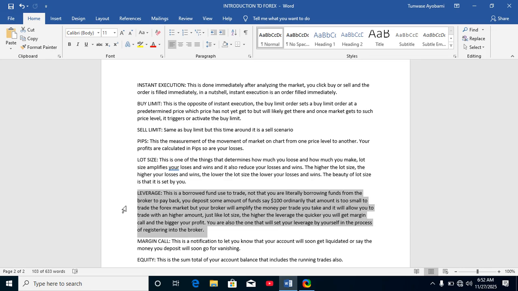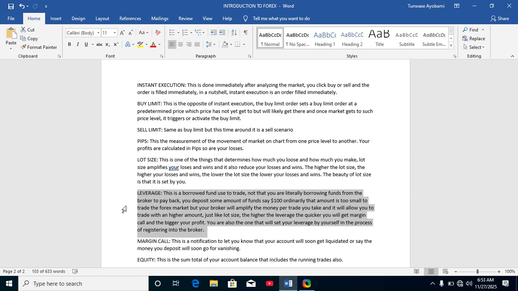So you leverage on the money of the brokers. That leverage that they give you is what you use in amplifying the amount you'll be using in trading. Therefore, if your leverage is so high, just know that you will receive a margin call, or your amount will easily reduce if the market should go against you quickly.